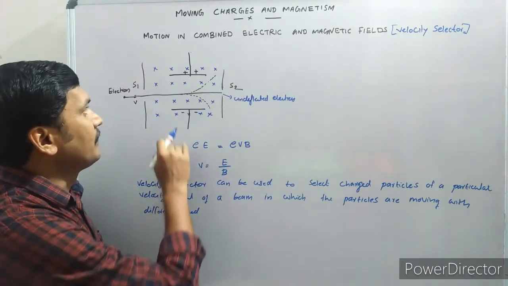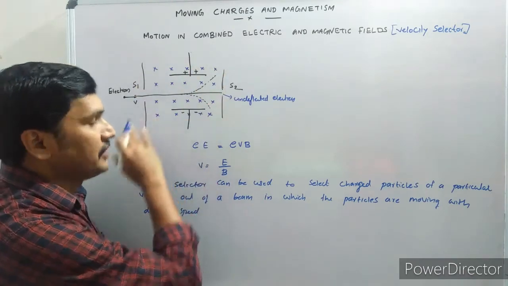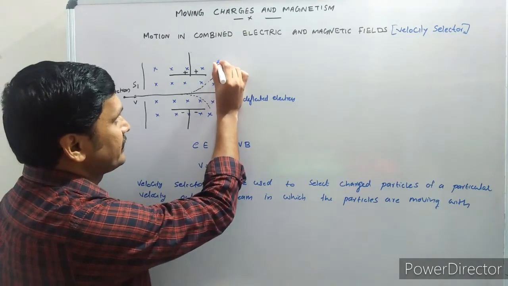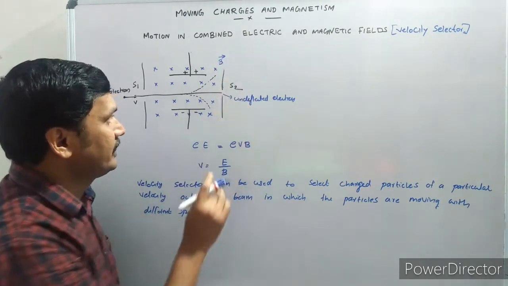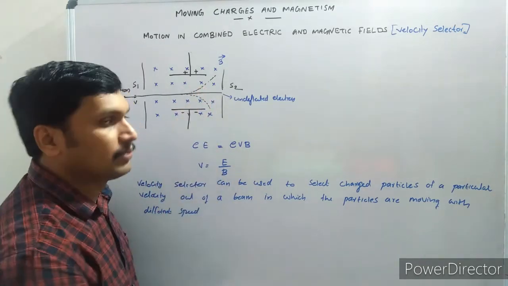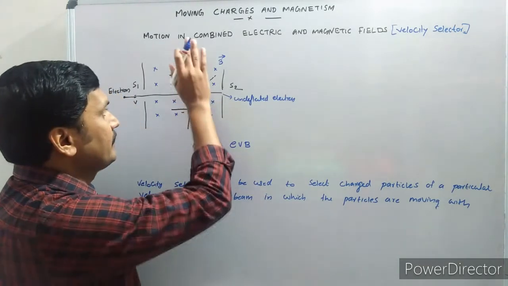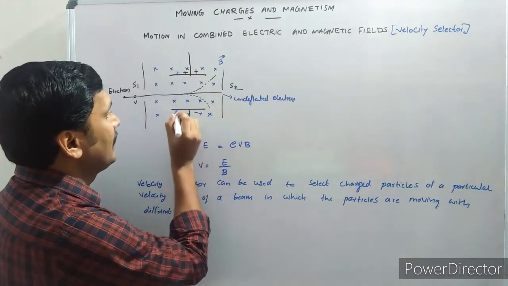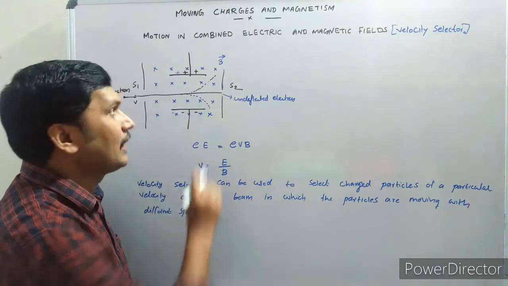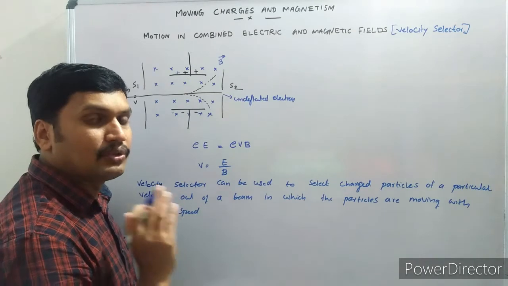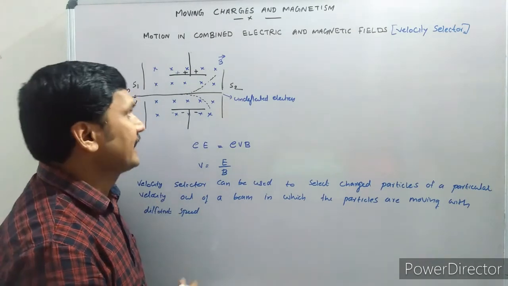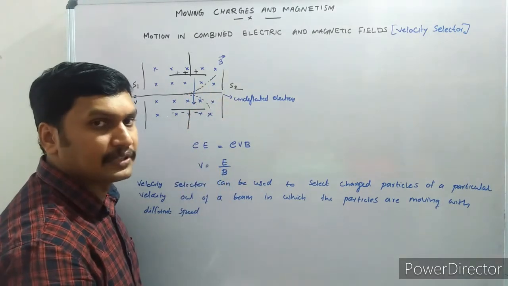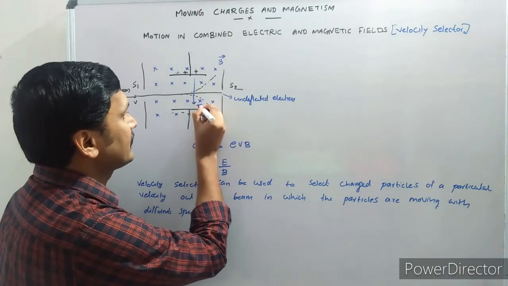Here we have a uniform magnetic field which is perpendicular to the plane of this board, shown by equidistant cross marks. In the same region, with the help of these two charged plates, a positively charged plate and a negatively charged plate, we are arranging a uniform electric field also. The direction of the uniform electric field is from the positively charged plate to the negatively charged plate.